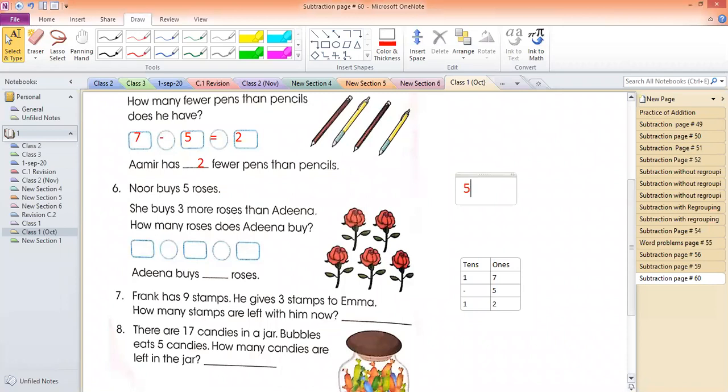So you will write 5 minus 3 equals to 2. So Adina buys how many roses? 2 roses.